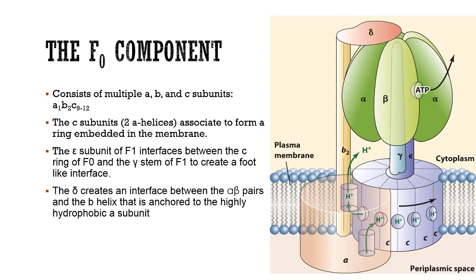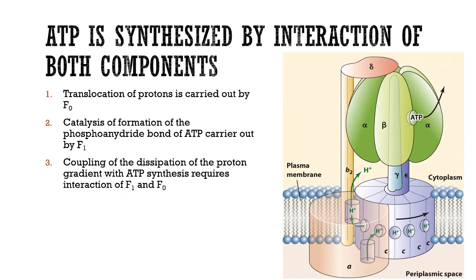The 2 portions are also connected via the delta portion that interfaces with the alpha-beta dimers of F1 and with the B helices that are anchored to the highly hydrophobic A subunit. ATP is synthesized by the coordinated interactions between F0 and F1 components of ATP synthase.